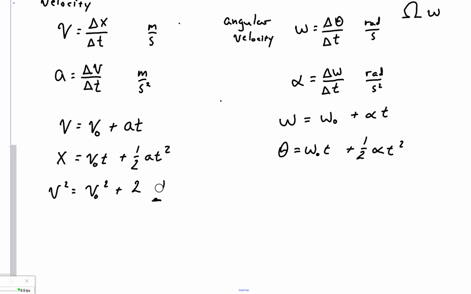My brain is so engaged in the circle world that I forgot that when we're talking about these problems, it is just 2ax. So there's our timeless kinematic equation for a linear world. And so we know that over here, angular velocity squared would be equal to omega naught squared.